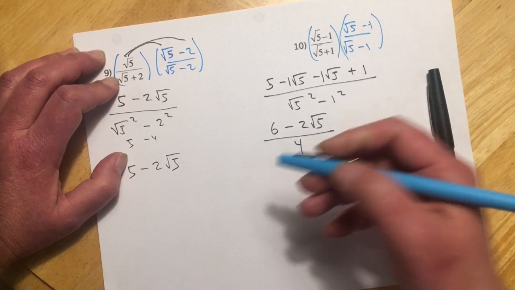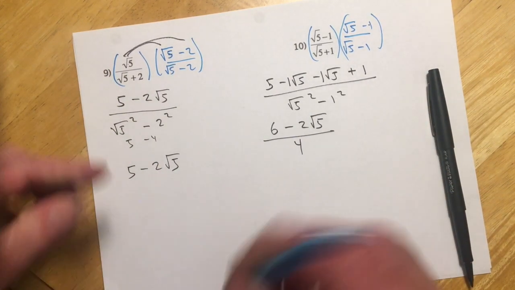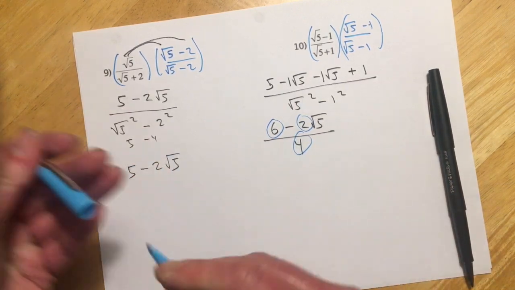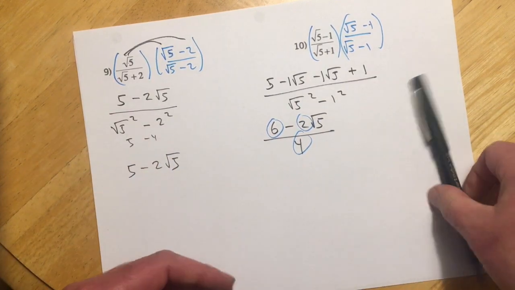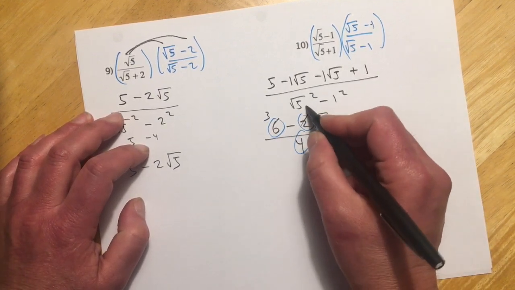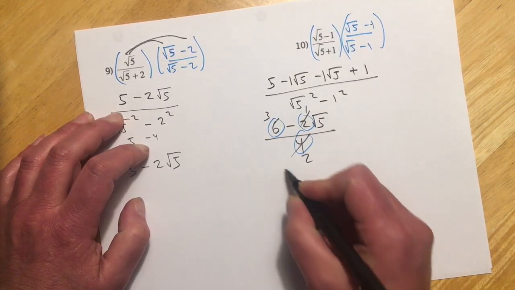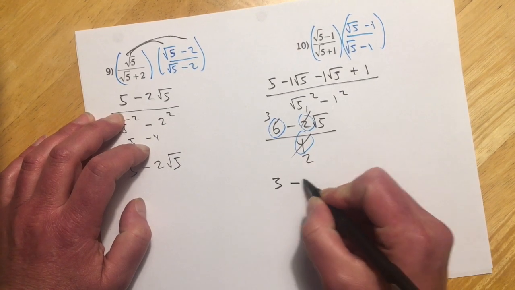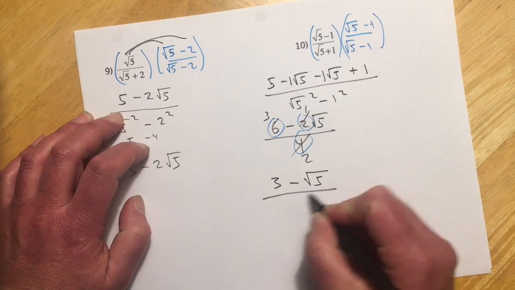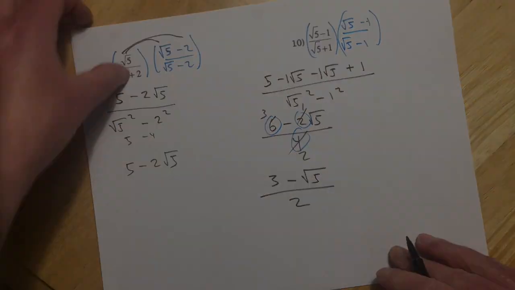And this is another one of those ones where you can kind of see here, here, and here, everything's divisible by 2. So I'm going to knock a 2 out of everything. So 2 goes into 6 3 times. Here it goes once, here it goes twice. So it'll be 3 minus, you don't usually write the 1, so I'll just write a root 5 over 2.